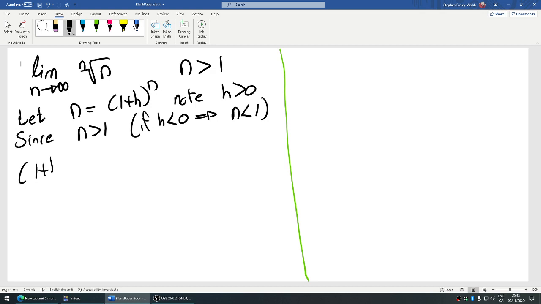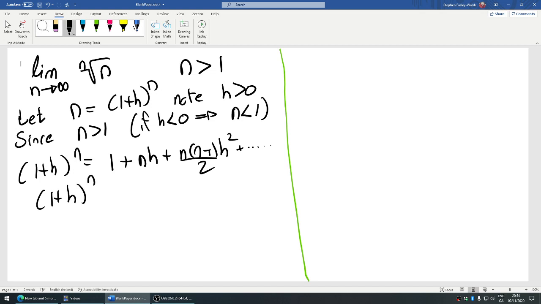The binomial expansion of (1 plus h) to the power n is 1 plus nh plus n(n minus 1) over 2 h squared, etc. And these are all positive. So if we were to just remove everything except the square term here, we would have this inequality.